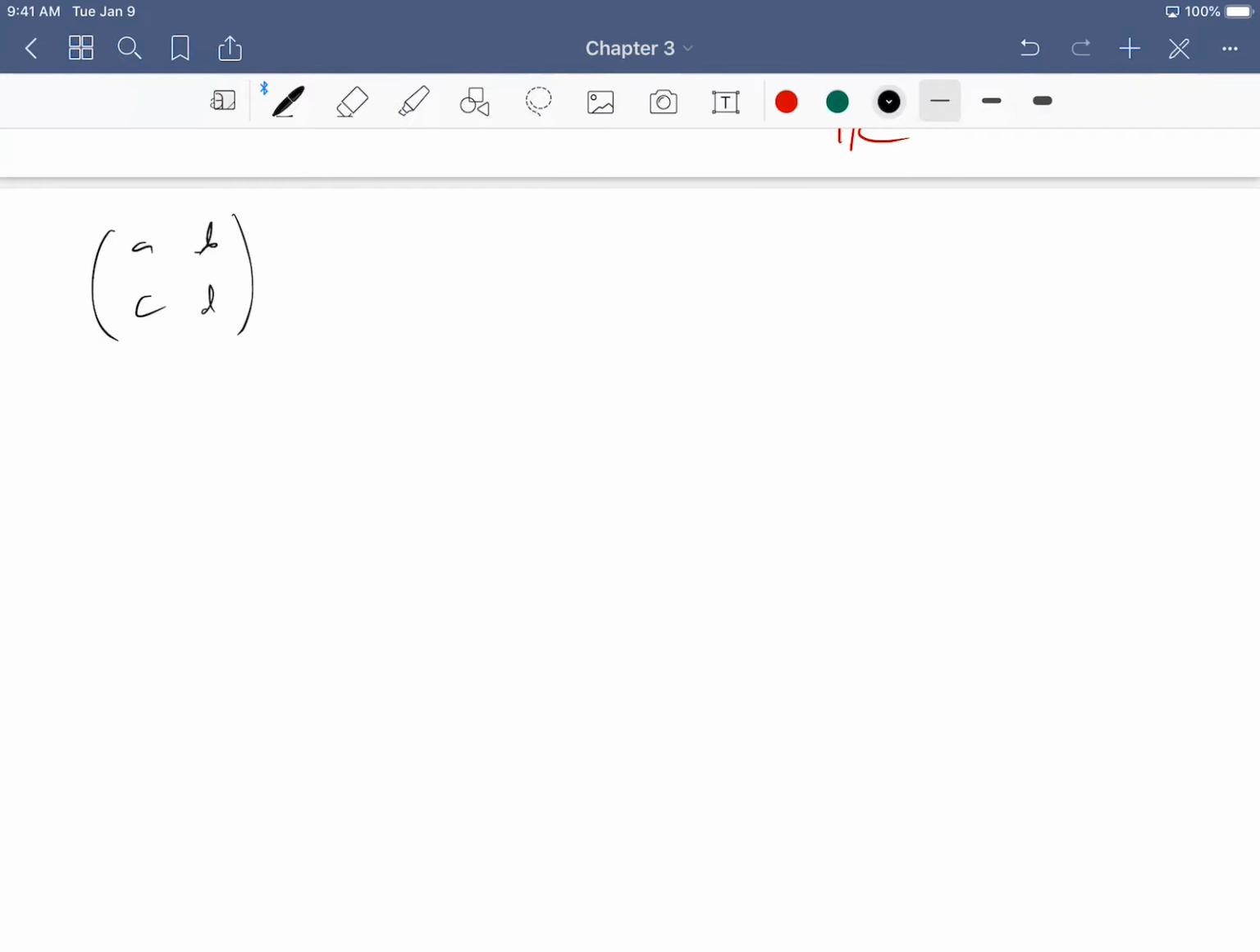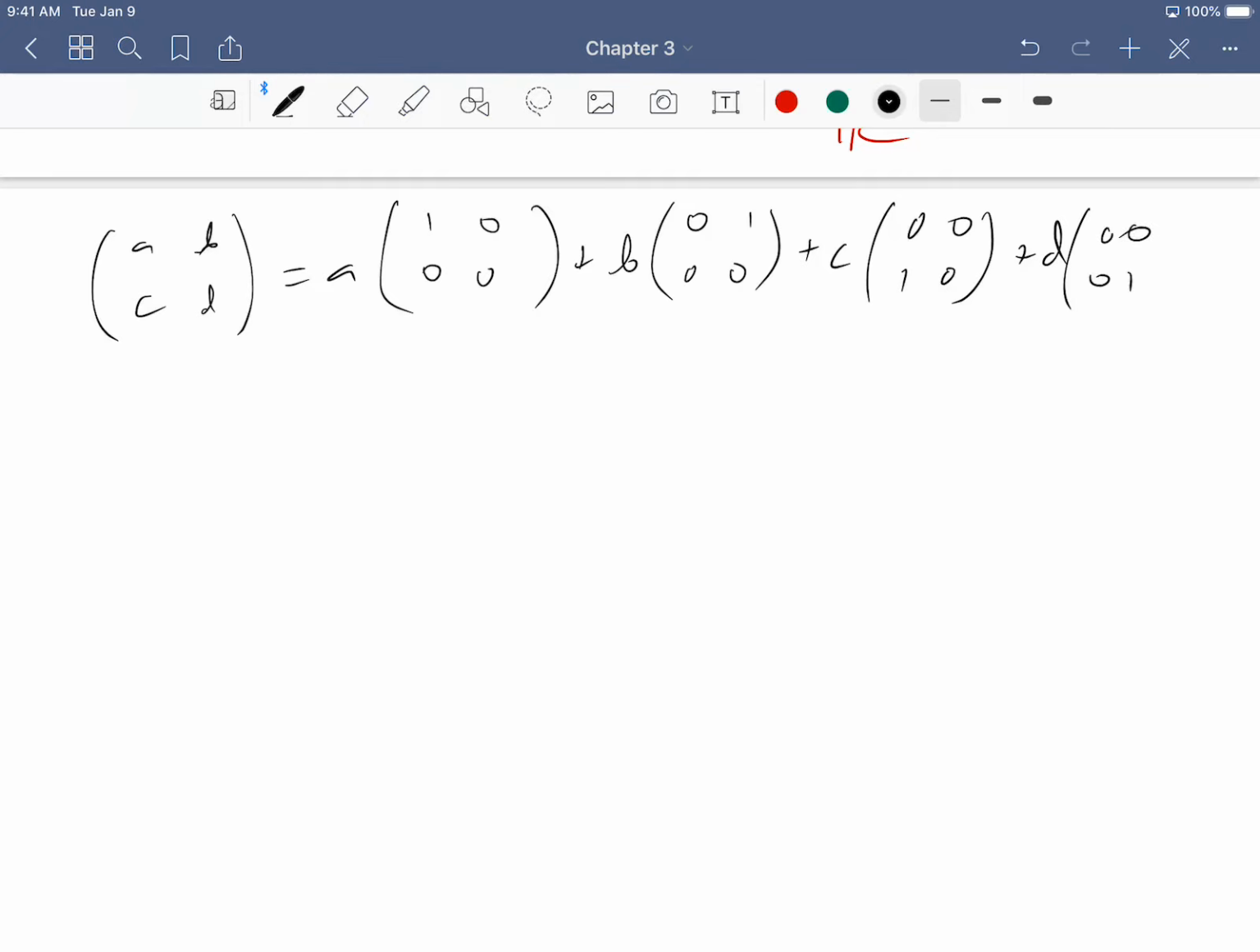So I take A, B, C, D, and I want this to be A times something. And then that becomes pretty straightforward. If I want A times something and I want an A in the upper left, I just put only a 1 in the upper left. B times the only one I'm going to put is in the upper right, everything else 0. C times 0, 0, 1, 0, and D times 0, 0, 0, 1. Okay, so the set that I'm talking about now as my basis is those 4 vectors.